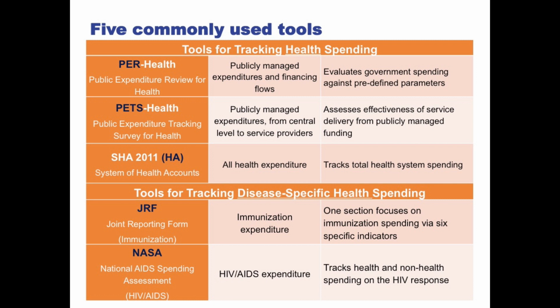An interesting feature of NASA is that it tracks not only health expenditure, but also non-health expenditure related to the HIV/AIDS response. So before I move to the next tool, you may want to just pay attention to the acronyms here, the PER, PETS, HA, JRF, and NASA, which you're going to see on the next slide and in the rest of the webinar.